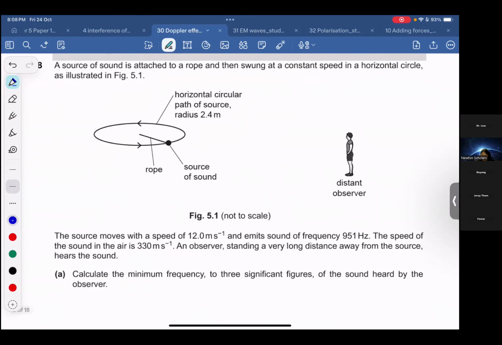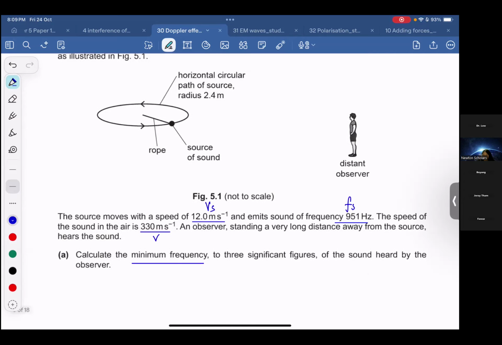Okay, a source of sound is attached. Actually, it's the same as the question just now. Your source is moving in a circle. Then you are the observer standing there. The source moves with a speed, so this one we label Vs. The source emits the sound, so this one is the frequency due to the source. The speed of the sound in the air, this is V. Observer standing a very long distance from it, calculate the minimum frequency.